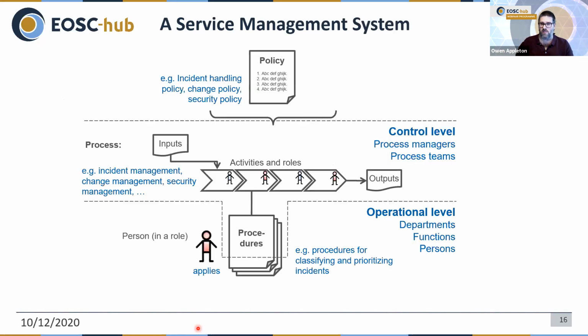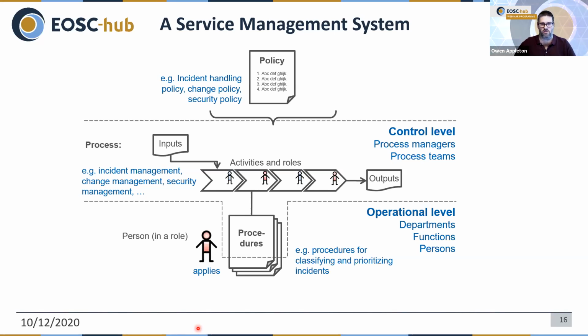At a high level, I'll give you a glimpse of what a service management system looks like. It's a sort of three-tier system. You can consider this a bit like a pyramid. So as you go down, there's more of these things. At the top level, you have a kind of governance level where you have policies which set out your broad organizational approach to whole areas, to change within the organization, to security, to how incidents are dealt with.